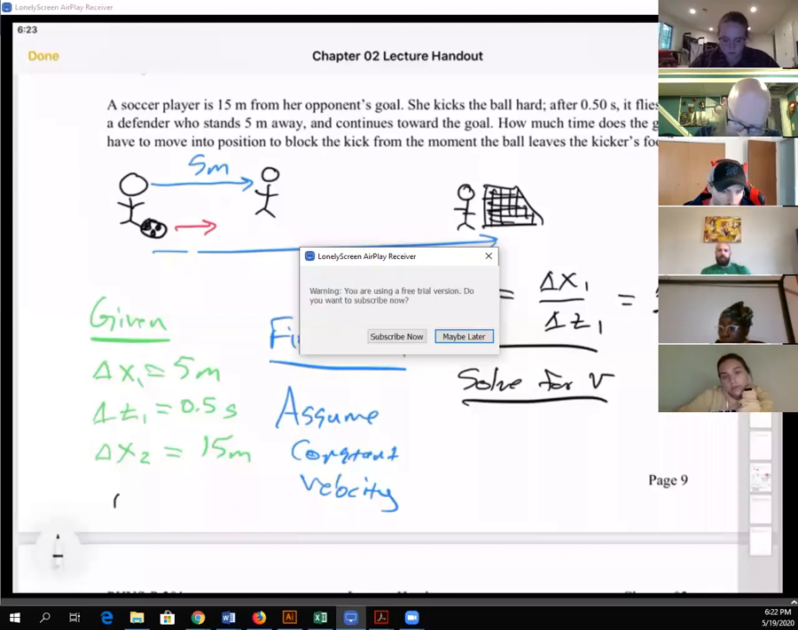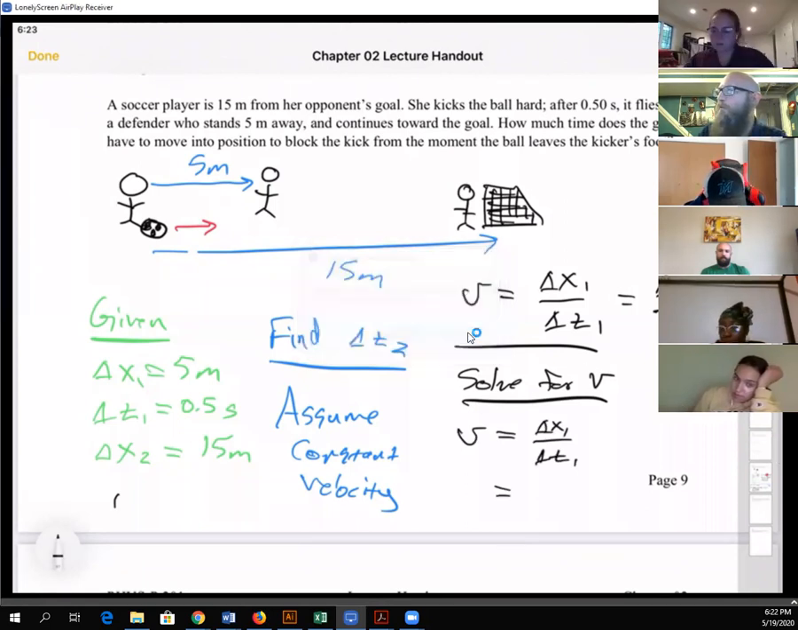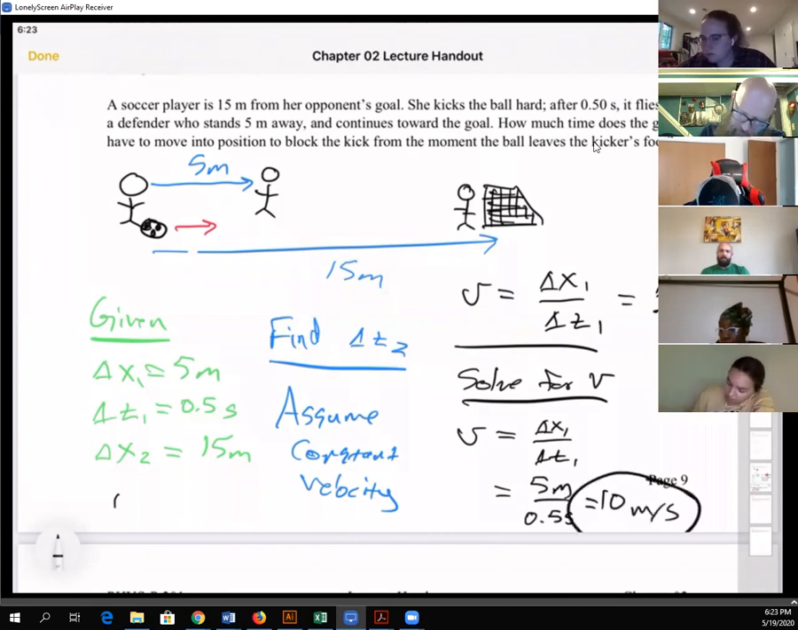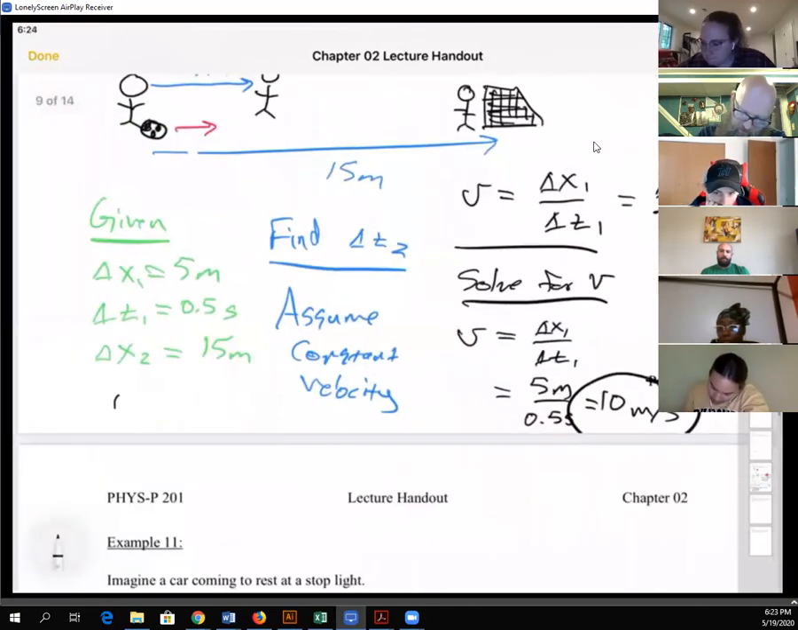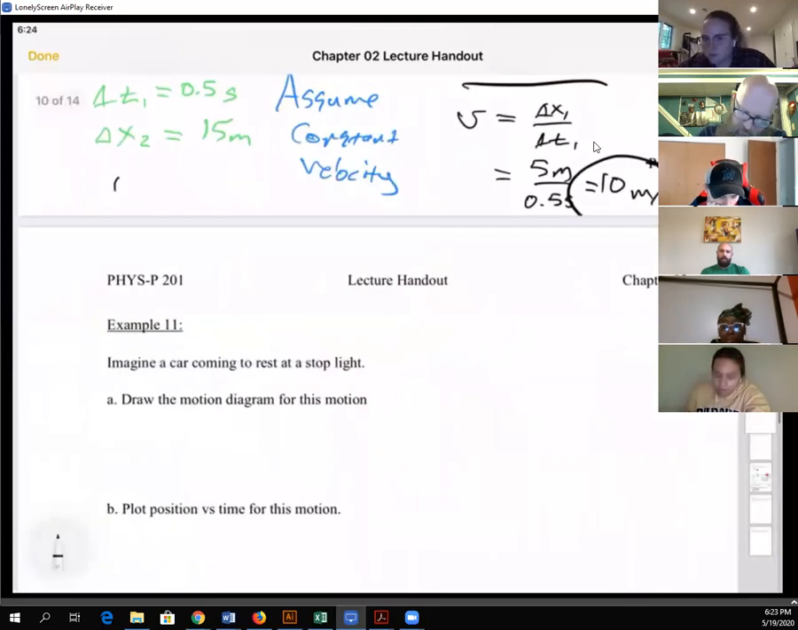Okay, so V is delta x1 divided by delta t1. That's 5 meters divided by 0.5 seconds, which looks like 10 meters per second to me. All right, and then finally, I can use that same equation again for a different delta x to find the other delta t. But I really did run myself out of space. So let me go up here. I'll just use a little bit of the space.